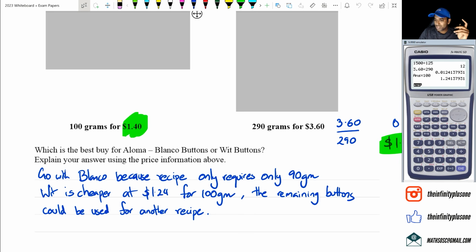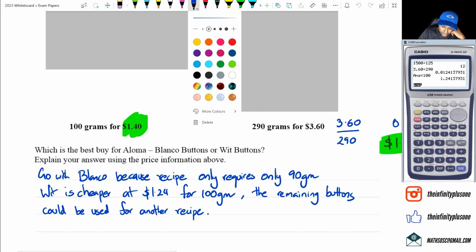So looking at the answer schedule, they do say the same thing as well. They say it could be either, but you need to explain which one you go with. All right, so let's go to question 2C.